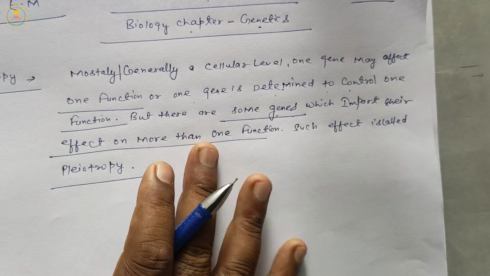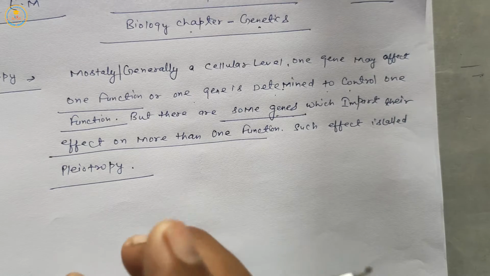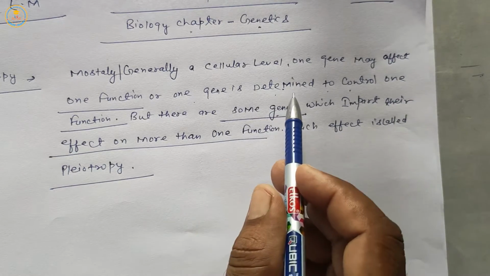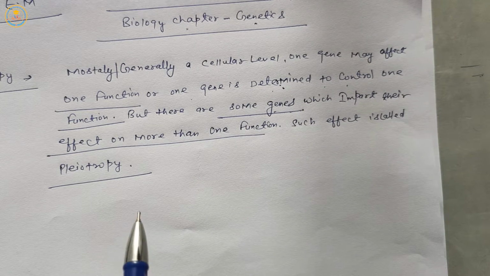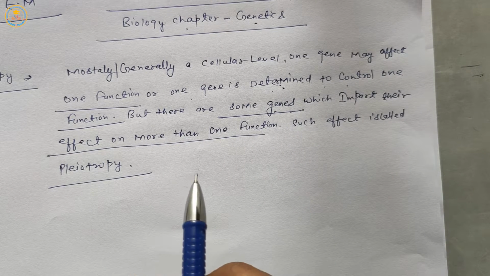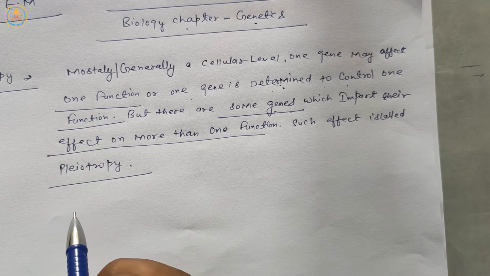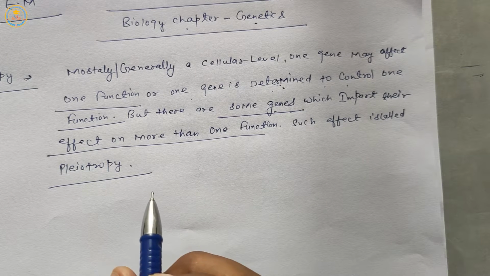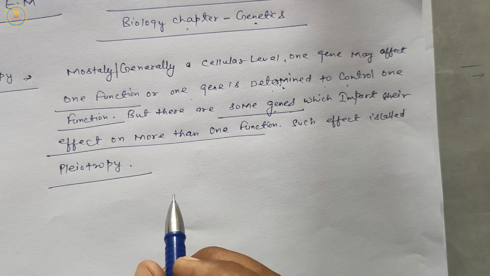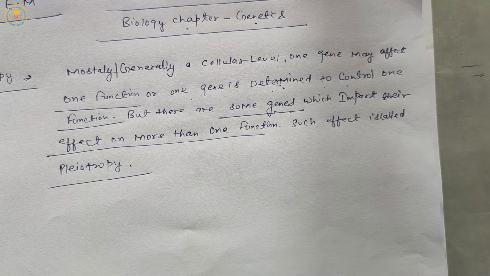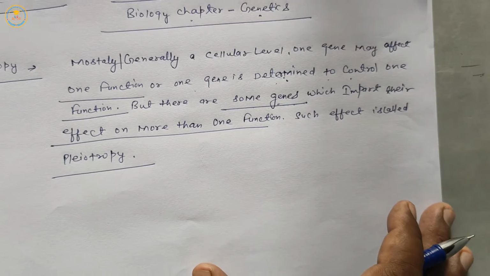Once again, students remember, mostly or generally one gene is determined to control one function, but some genes impart their effect on more than one function, and it is called pleiotropy.